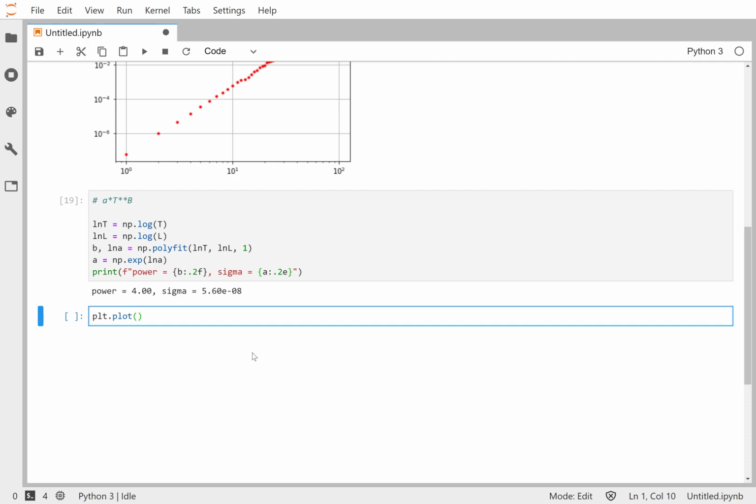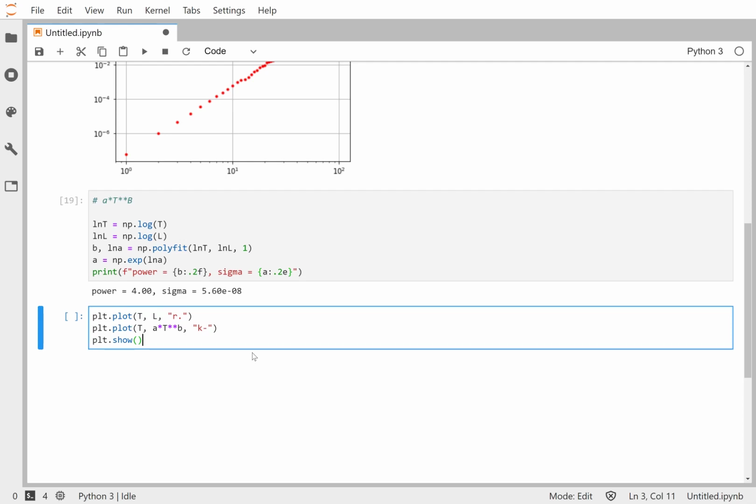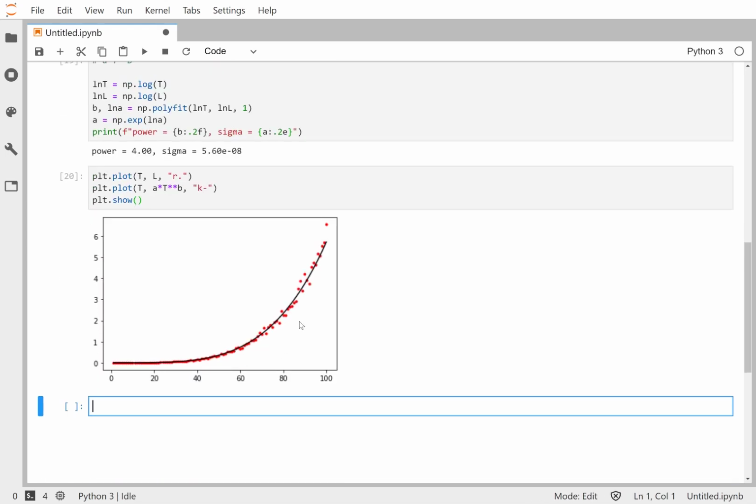So I'm going to go back to my original plot. T, L, and we had red dots, and then on top of that I want to plot my fit. So that would be T, A times T to the B, and we'll do that as a black line. Show the plot, and look at that, we've got this nice fit. Okay, so that's your common go-to trick to fit a power law and to figure out what the power and the coefficient out front is.